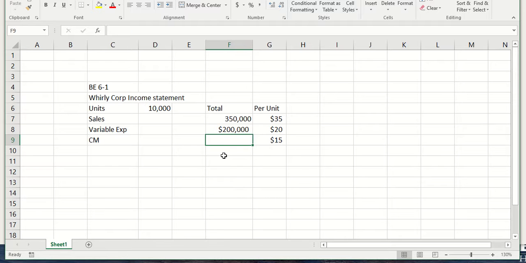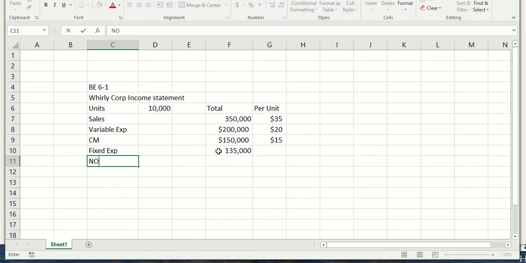So that looks correct to me. And then this contribution margin is a formula there. I could do the $15 contribution margin, but it is also a formula there. So everything's looking good. The fixed expenses probably within the relevant range was 135,000. And the net operating income would be the difference between those two. Make that formula, this is an F9.